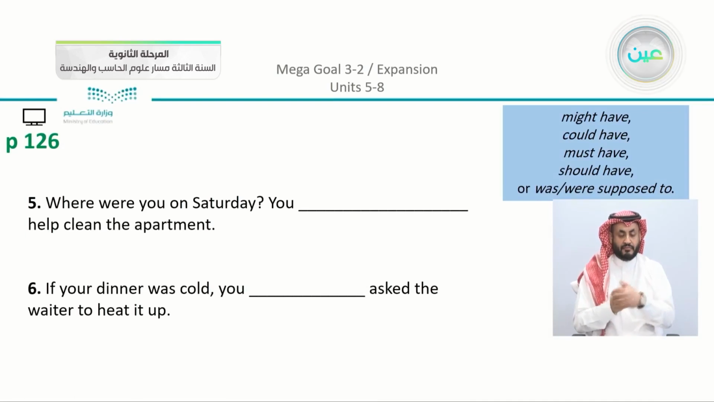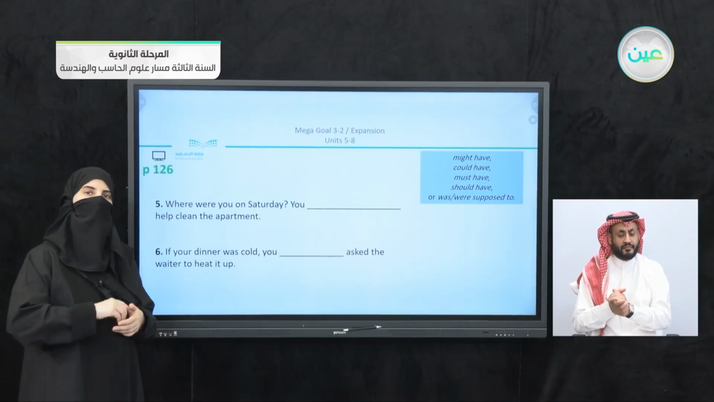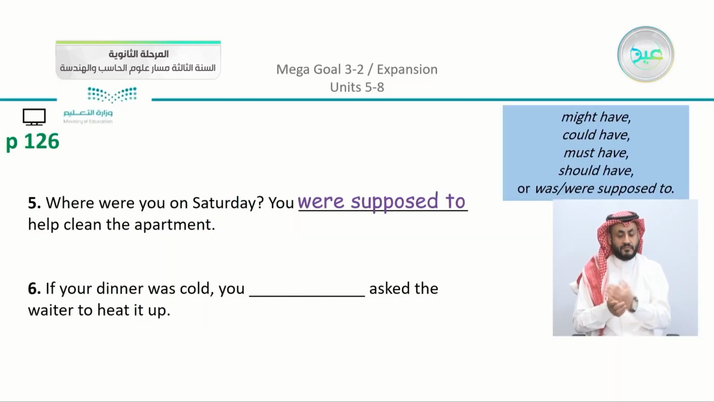We have number 5. Where were you on Saturday? You blank help clean the apartment. So I'm asking about your absence because there was something that you were, very clearly we can say, supposed to do: you were supposed to clean the apartment.